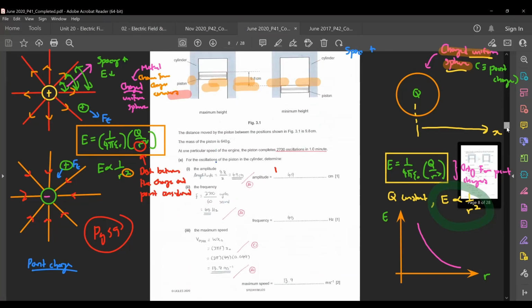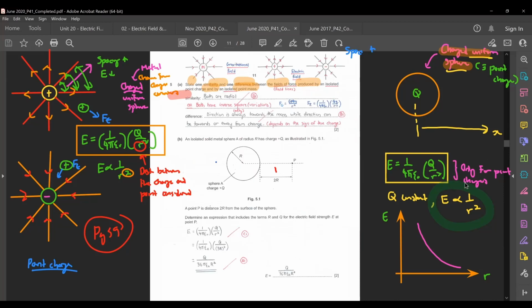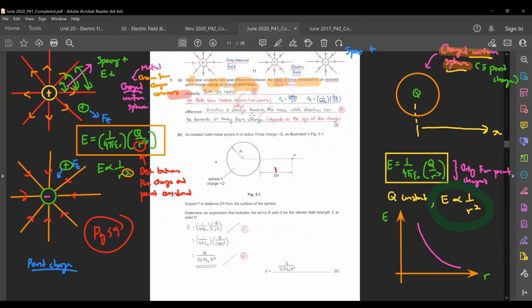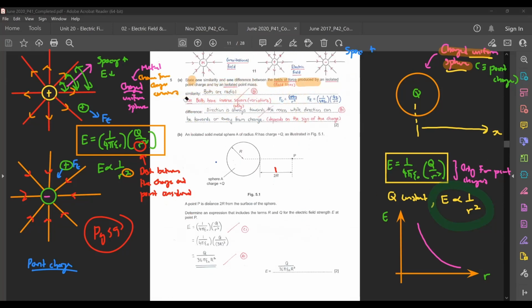You can actually just use the same answer from before, where you say that both field lines are radial. They follow an inverse square variation. Either they're radial or they have an inverse square variation. And as for the difference, the direction of your field is always towards the mass for gravitational field, and the direction can either be towards or away from the charge for electric field, because this depends on the sign of the charge that you are considering. So this one should be okay, no issues here.